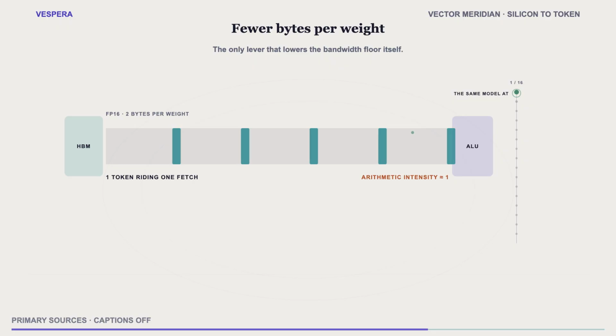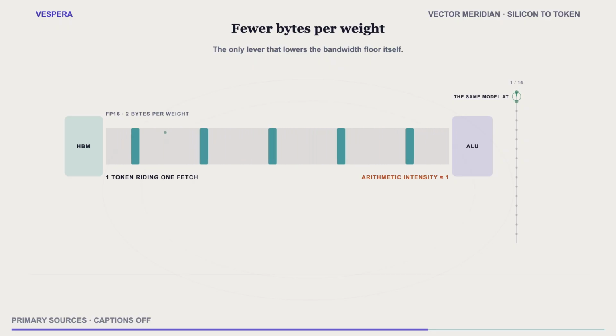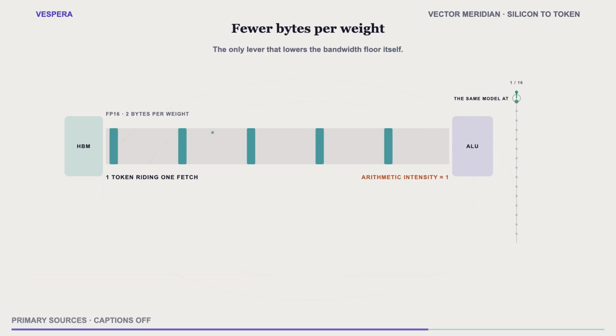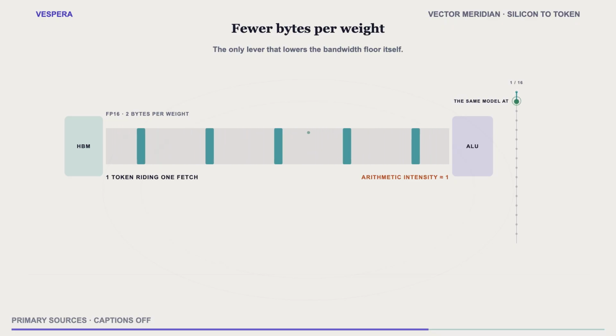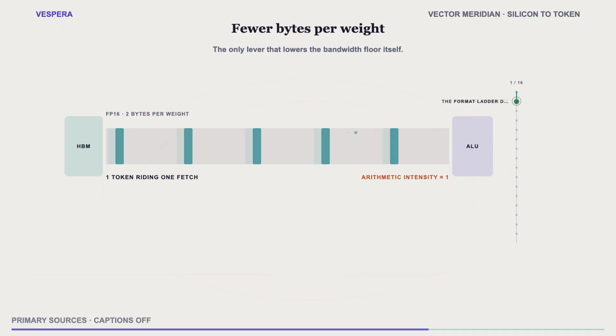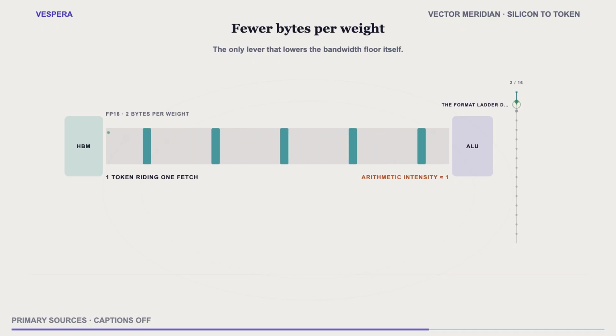Batching raises the numerator. There's exactly one other lever, and it lowers the denominator. Use fewer bytes per weight. Arithmetic intensity is operations divided by bytes. Every technique so far has attacked the top. Quantization attacks the bottom, and it is the only thing that lowers the absolute floor on how long a token takes. Recall the floor from Act 1.